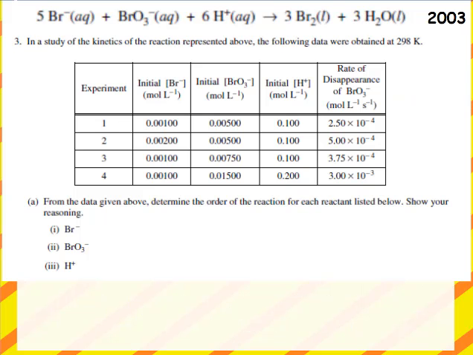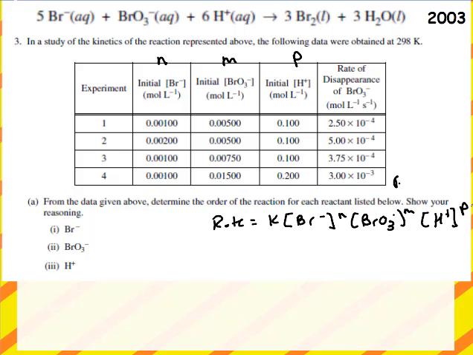So this one was from 2003, and we needed to figure out the orders of each reactant, just like we did a minute ago. So first, I'm going to write the rate law and put orders for each of them. So my general rate law is going to be rate equals k, Br⁻ to the n, H⁺ to the p. So that's my general rate law.